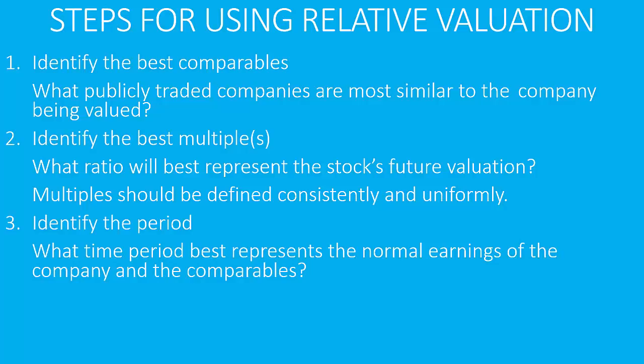Number 3 is identify the period. What time period best represents the normal earnings of the company and the comparables? You want to get a time period that represents normal earnings because these are the earnings that you should expect going forward. If the company had a legal settlement, or they sold off a division, or they sold off some securities and generated a non-recurring gain, you don't want to use that time period necessarily for representing the normalized earnings.